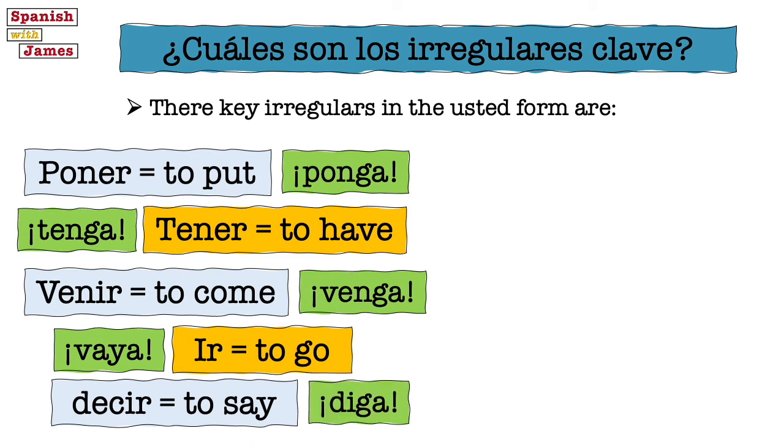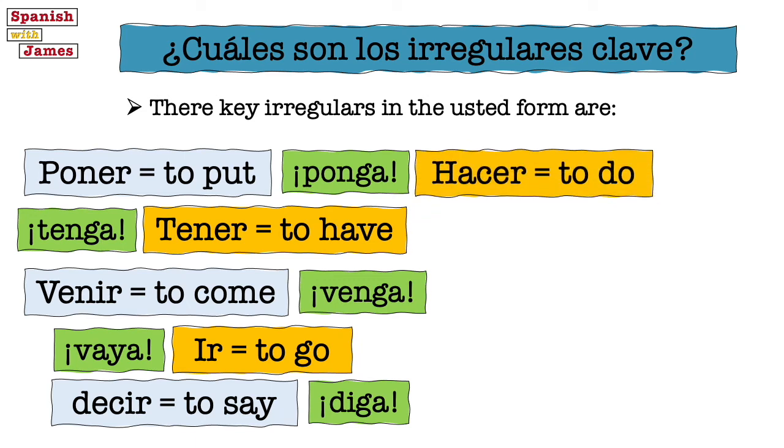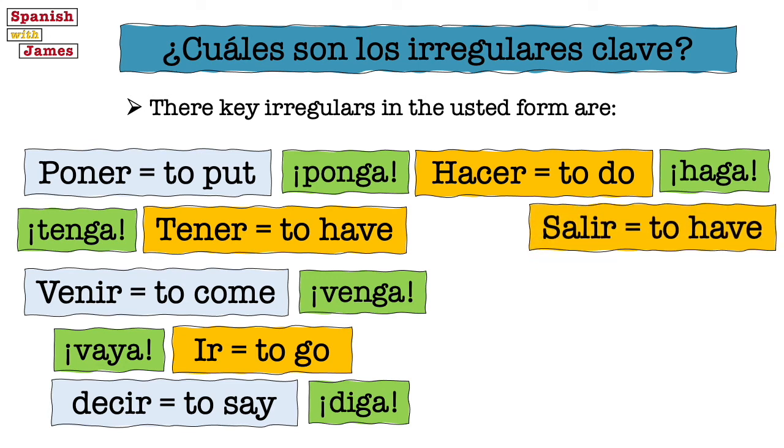Decir, to say, becomes diga, and again in the I form that's digo, so we can just change that O for an A. Hacer, which is hago in the I form, you can say haga. Haga sus deberes, do your homework. Salir, which again is a go verb, salgo, can become salga. Salga de la casa, leave the house.